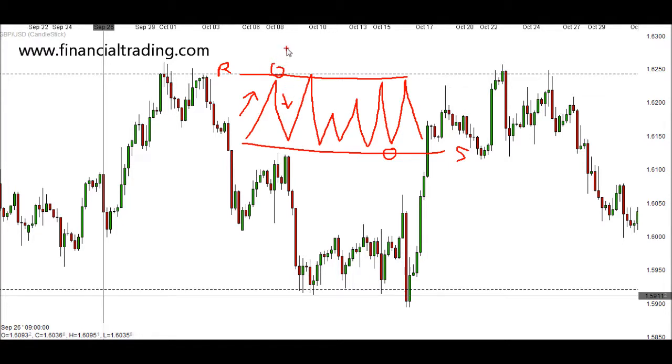So at our resistance area we should see sellers coming into the market that will make bearish engulfing candles. At the support area of the market we should have buyers coming in that will create bullish engulfing candles. And the same works with pin bars. We will have sellers coming in at resistance that will create bearish pin bars, and we'll have buyers coming in at the support area that will create bullish pin bars.